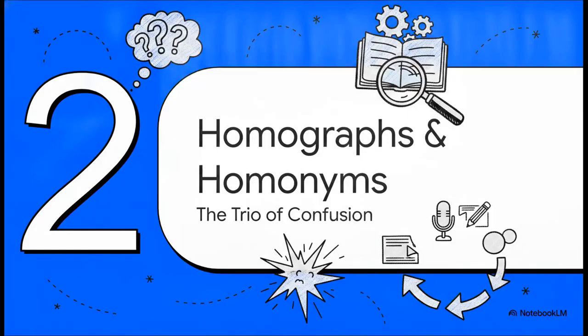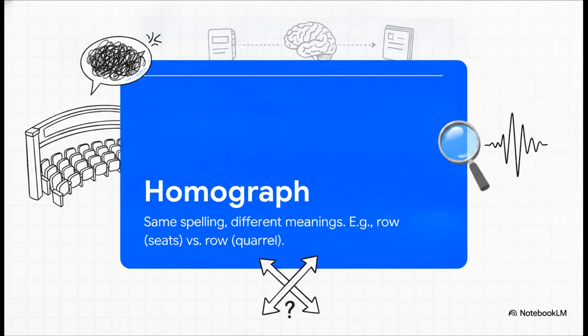Moving on to Section 2, homographs, homophones, and homonyms, the trio of confusion. Let's start with a classic trio of conceptual confusion that is virtually guaranteed to show up in competitive exams. First, notice how homographs share the exact same spelling, but their meaning, and quite often their pronunciation, shift completely. Take the word spelled R-O-W. It can be pronounced row, like a row of seats, or it can be pronounced row, meaning a really loud argument. It's the exact same spelling, but totally different identities.